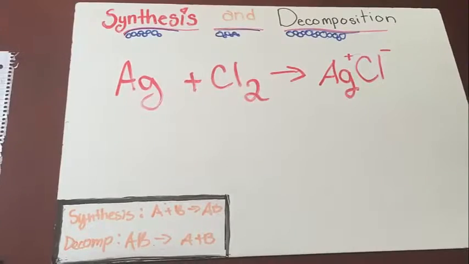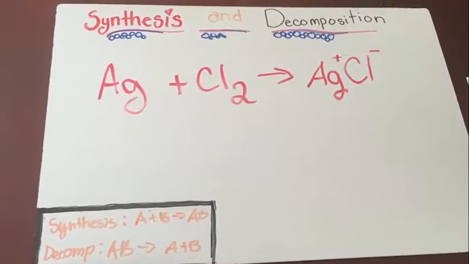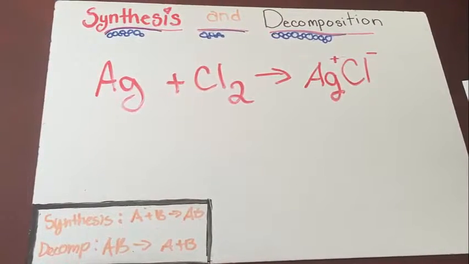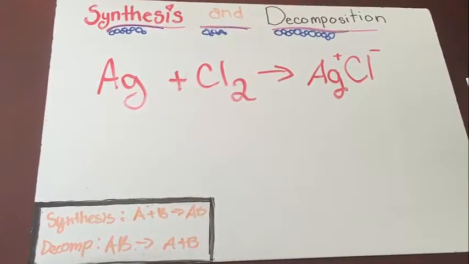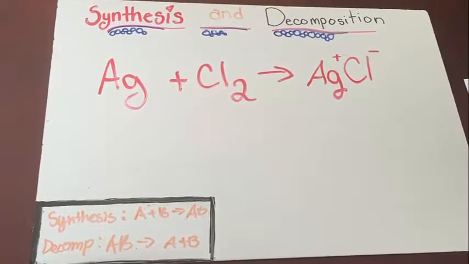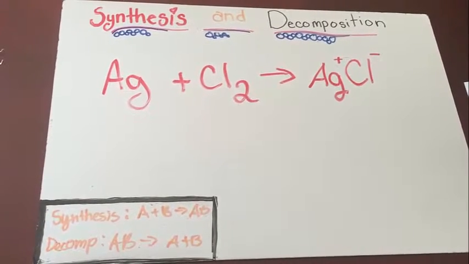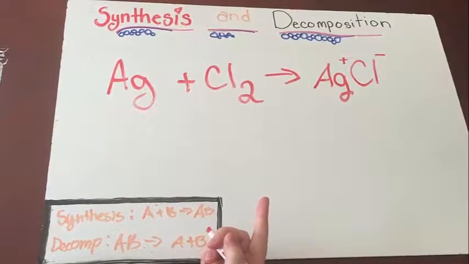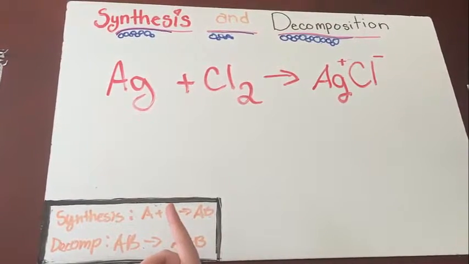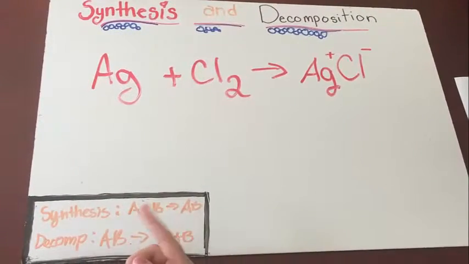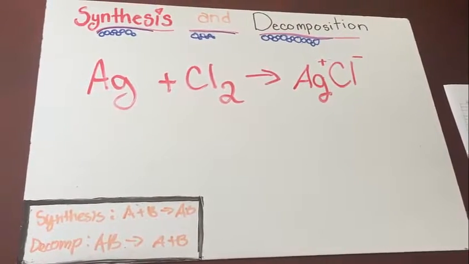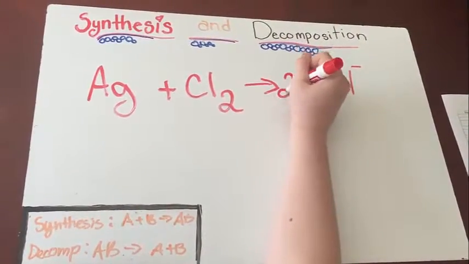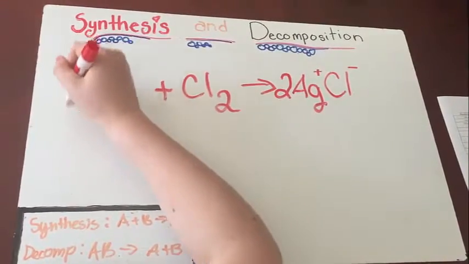Since we have a +1 and then a -1, we know that that is a neutral compound, and that can in fact be an answer to this equation. But since we have one chlorine atom on one side and 2 chlorine atoms on the other side, it is not a balanced equation, and we need to balance it. So in order to do that, we need to put a 2 here and a 2 here.